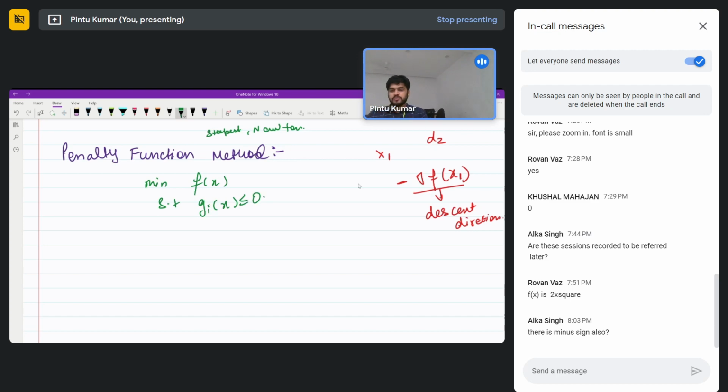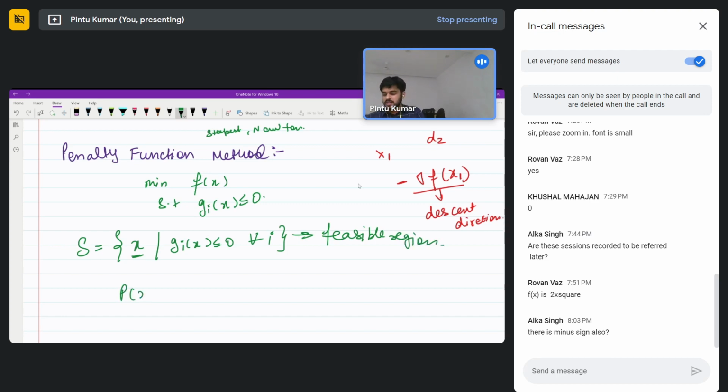Okay. Now, let's say there is a set S which is formed by taking x such that gi of x is less than or equal to 0 for all i. So these are the x which satisfy all your constraints, or this is your feasible region. Now, if you define a function known as the penalty function such that it is 0 whenever x belongs to S and infinity whenever x does not belong to S.